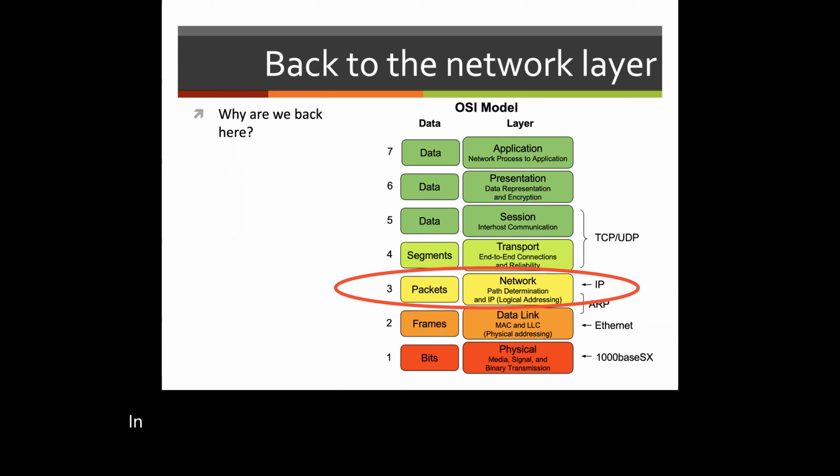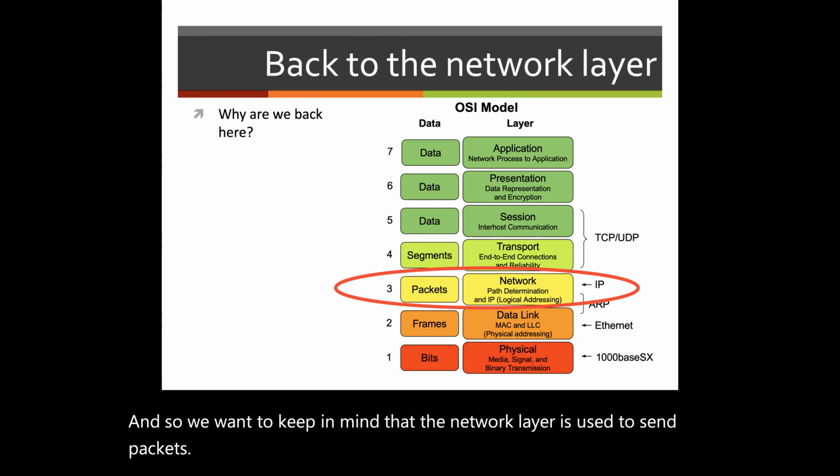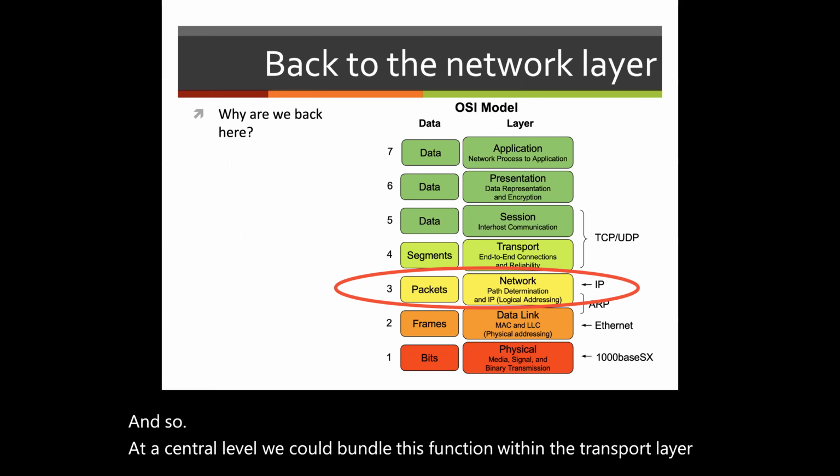In this lesson, we will focus our attention back to working on the network layer. And so we want to keep in mind that the network layer is used to send packets back and forth from the transport layer to an appropriate destination. At an essential level, we could bundle this function within the transport layer, but that's not necessarily a good idea.